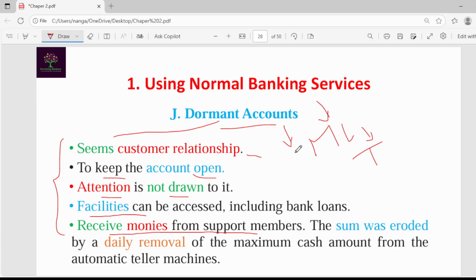So what they do, they simply deposit amounts into this account for a long time. After that, they remove the maximum amount from that account in the form of cash, maximum from ATM, maximum from debit cards. They use debit cards and withdraw money in the form of cash.